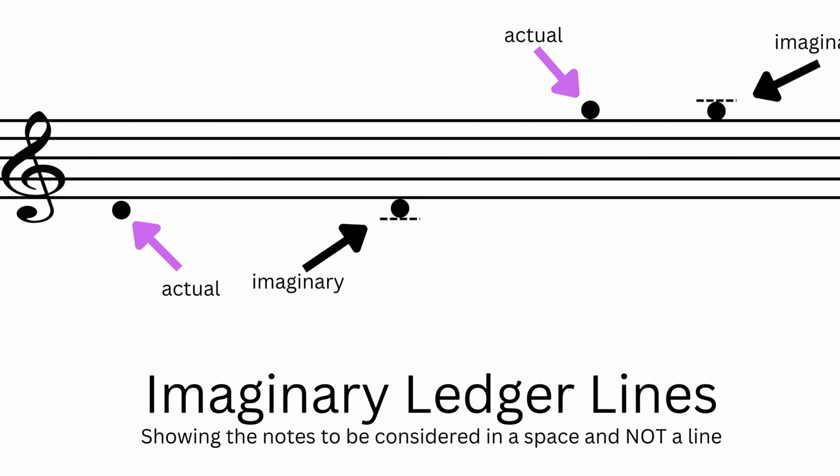You can tell if a note is high or low by the placement of that note on the staff. Notice that notes can sit on top of the staff or just below the staff. Those notes are considered spaces because of the imaginary ledger lines that are associated with them.